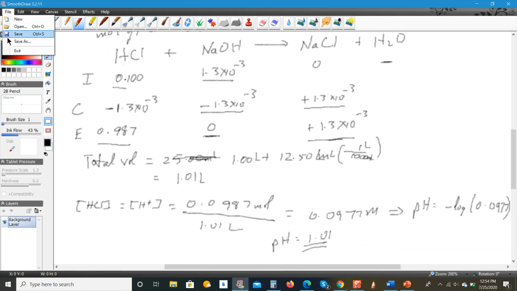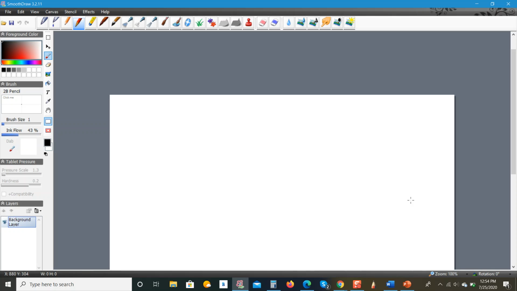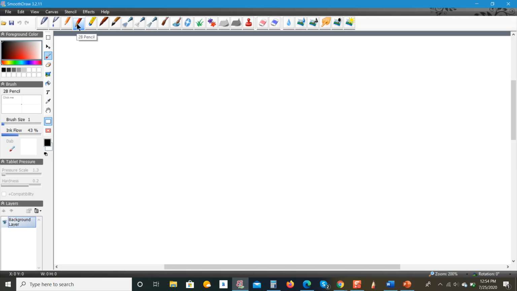So let me open up a new page. Okay, first thing I'm going to do is, because it's a weak acid, write down the equation for the dissociation of the weak acid. So it is HA dissociating to form H plus and A minus. All right. By the way, HA would be the weak acid. In this case, it's acetic acid.